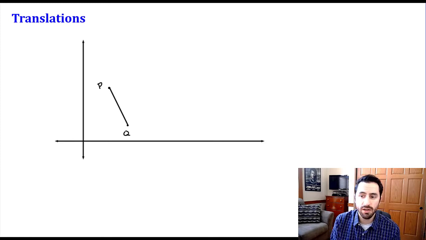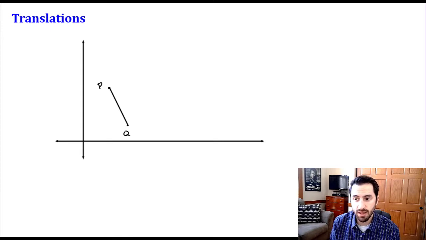Now just some terminology. My original object, so in this case my original segment PQ, we call that the pre-image. In other words, it's just our starting object. So now to do a translation, we are going to take every single point that makes up segment PQ, so our two endpoints P and Q, and everything in between, and we're going to move all of those points the same distance in the same direction.